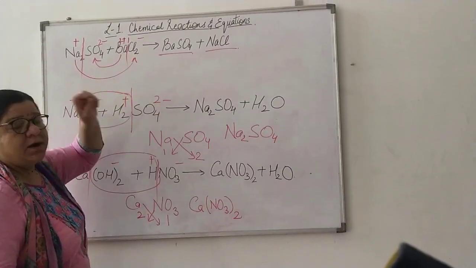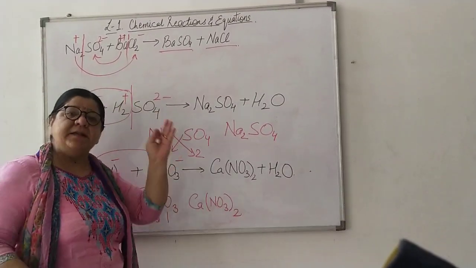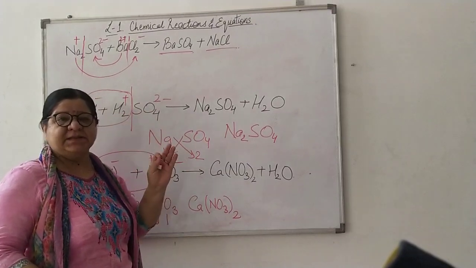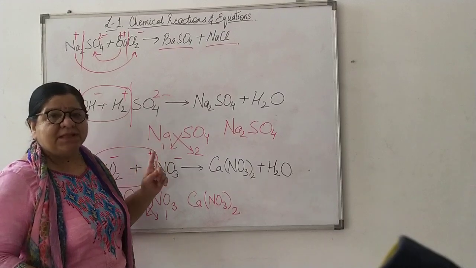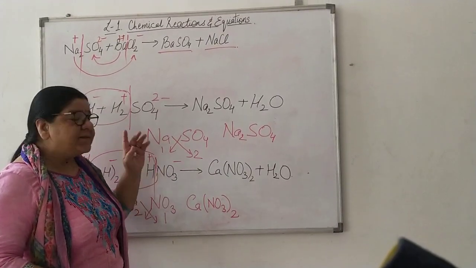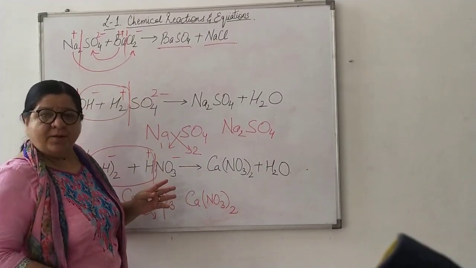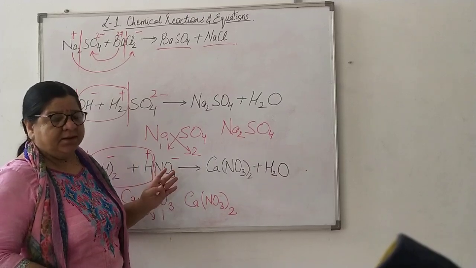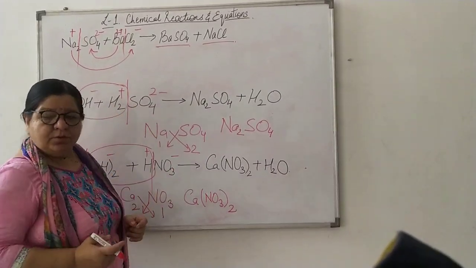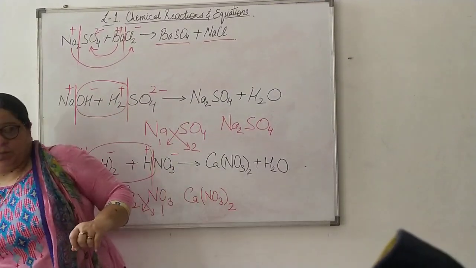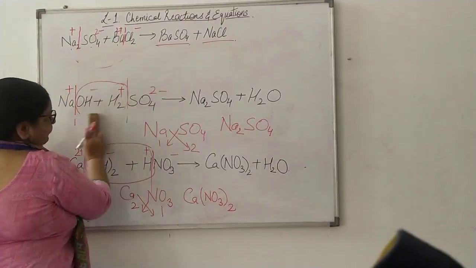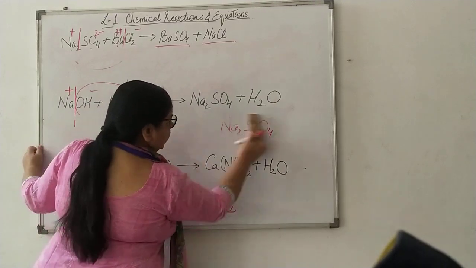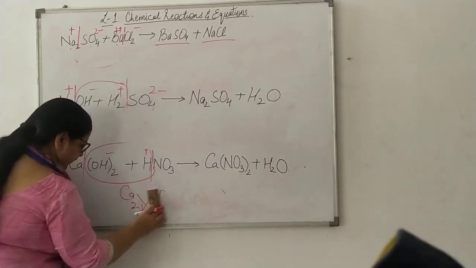So first of all, please revise your symbols, valencies, how to write chemical formulae from the class 9 book. That is a must, otherwise it will become a problem for you in class 10. Right? Now we come to the balancing of the equations. Okay, let's do it with these same examples. We'll take up these.